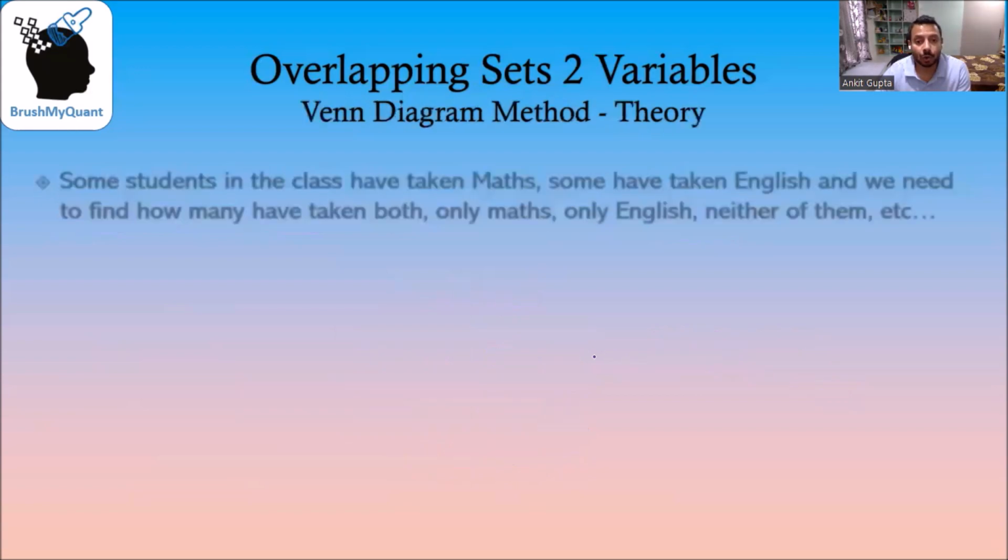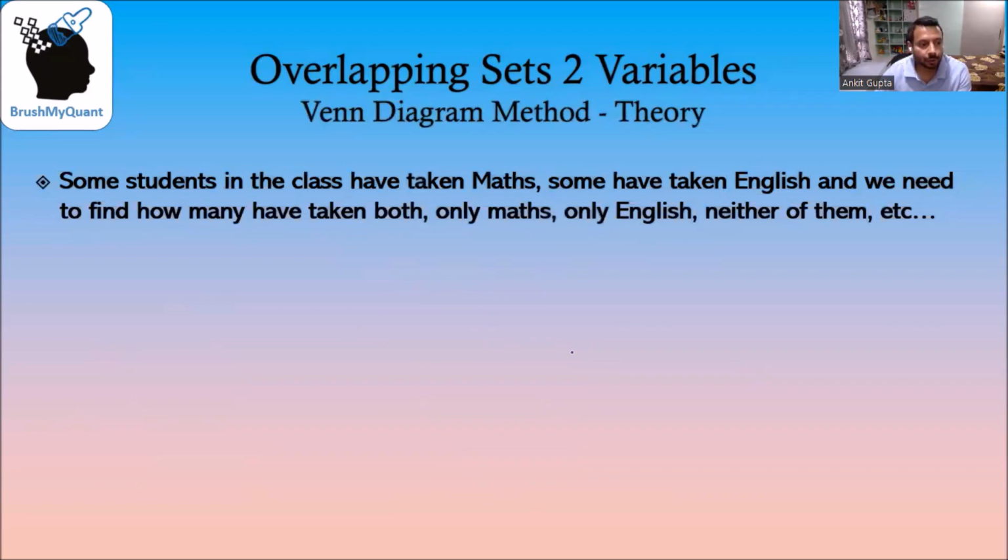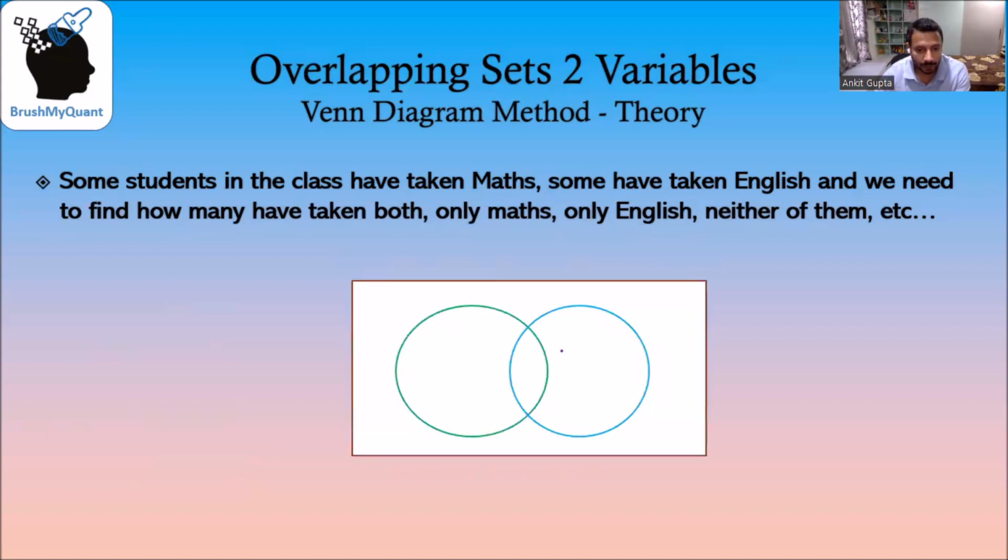Now let's see how we can solve similar problems using the Venn diagram method. So again, let's understand the theory first. Some students in the class have taken math, some have taken English, and there are a couple of questions which they can typically ask you. So we will draw a Venn diagram like this, where this will be the total number of students who have taken maths. These are the total students who have taken English, and these are the overall total number of students.